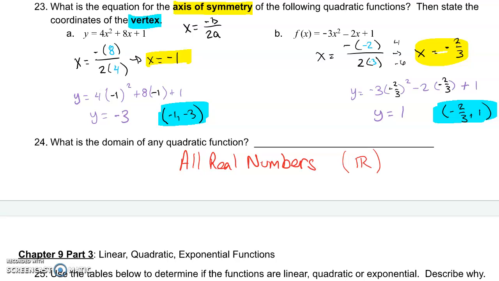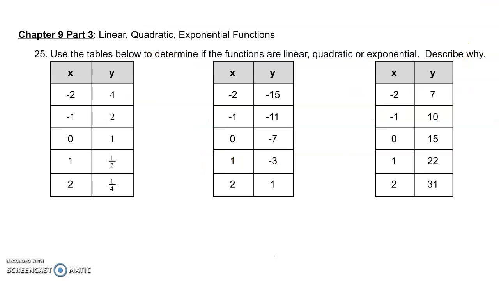And then again, if the domain is what we're looking for and there's no context to the problem, it's all real numbers. Our x values are the domain, so all real numbers is our double R bar, I think is what we were calling it.